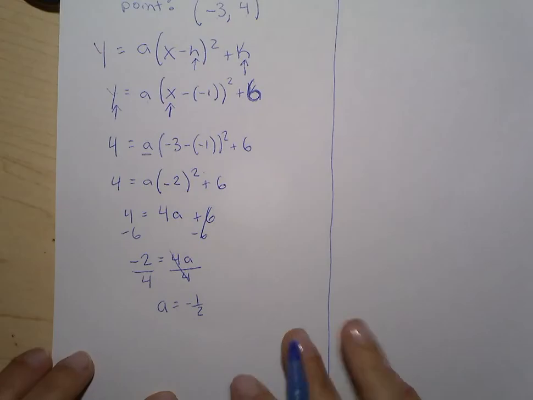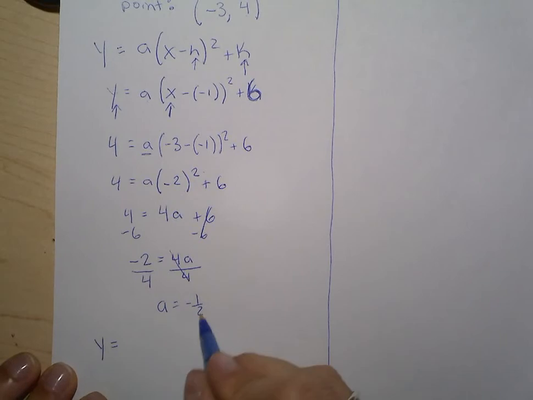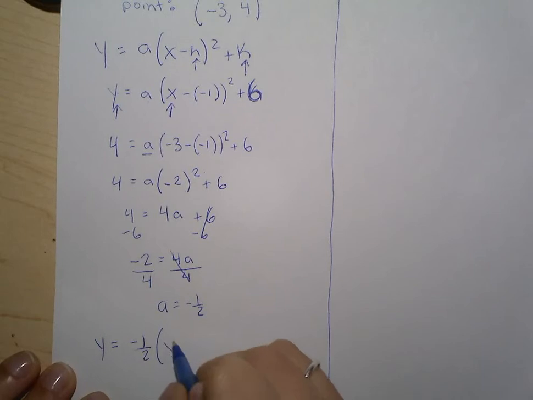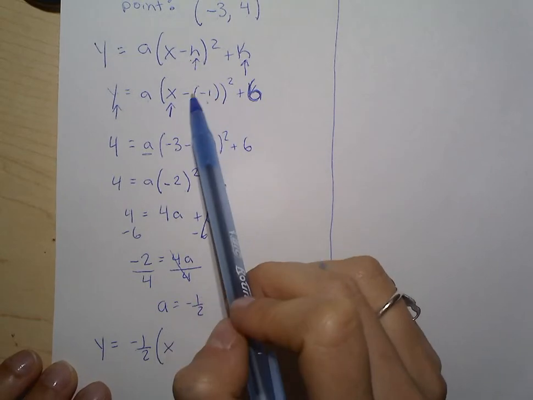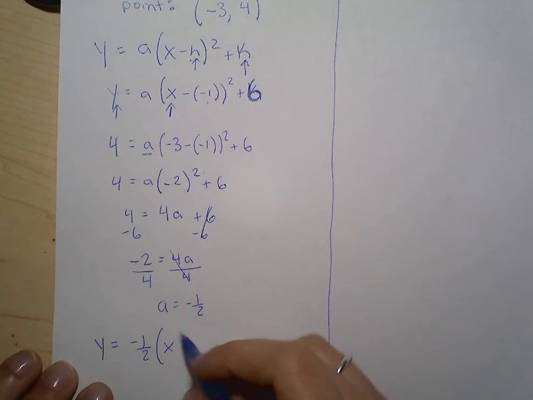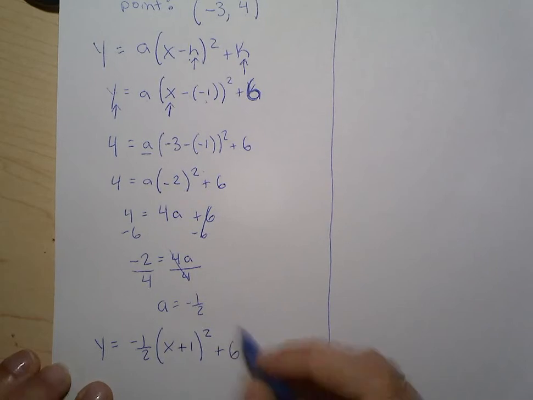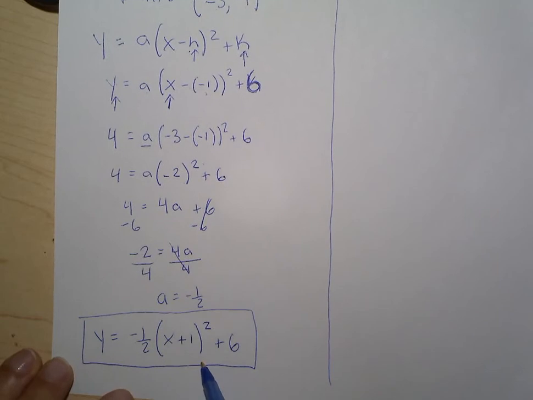So, creating my equation, y is equal to, I know a is negative 1/2, x minus my h, but since my h was a negative 1, minus a negative 1 is going to be x plus 1 squared plus 6. So this is my vertex form if I'm given the vertex. In this example, I was given a maximum value, which means my vertex.